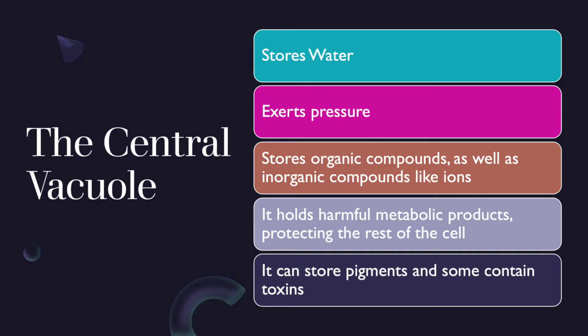Next, let's talk about the central vacuole. The central vacuole is unique to plant cells. It is surrounded by a membrane called the chloroplast. The central vacuole has several functions. It stores water, exerts pressure as water comes into the cell. It stores organic compounds as well as inorganic compounds like ions. It holds harmful metabolic products, protecting the rest of the cell. It can store pigments and sometimes contain toxins that protect the plant from predators.